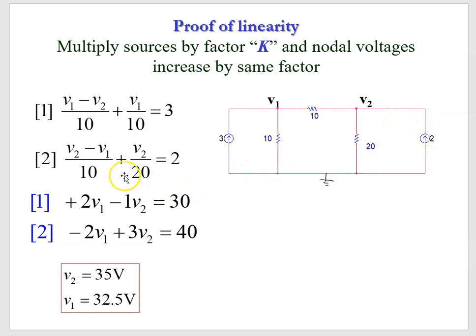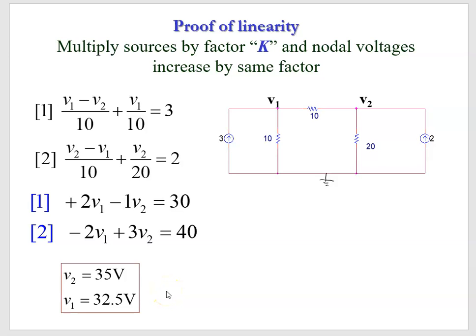When we go to simplify that, we can multiply our first equation by 10, and we get 2V1 minus 1V2 is 30. We multiply our second equation through by 20, we get negative 2V1 plus 3V2 is equal to 40. And this is easy to solve, a system of two equations and two unknowns. We can just add them up and we get that 2V2 is equal to 70, so V2 is equal to 35. And then we can substitute back in and get our V1. So that's easy enough to do.